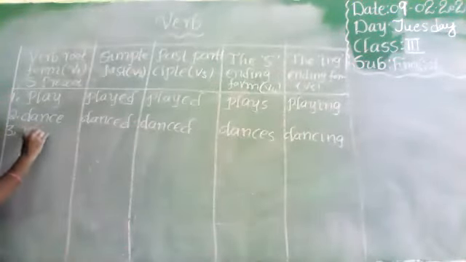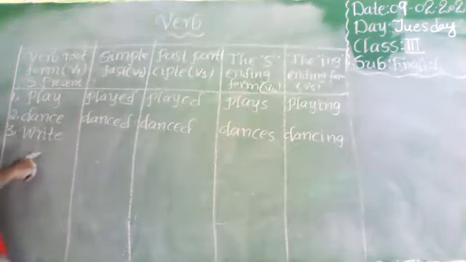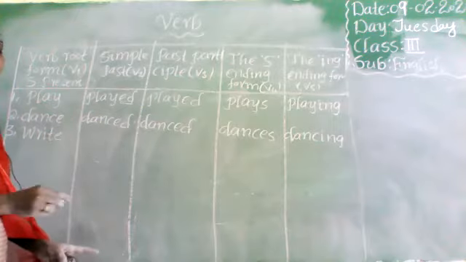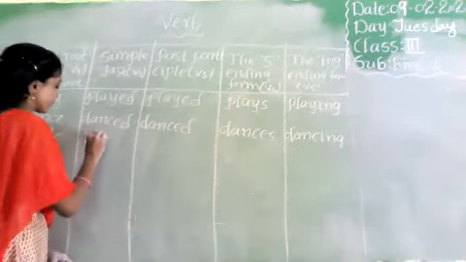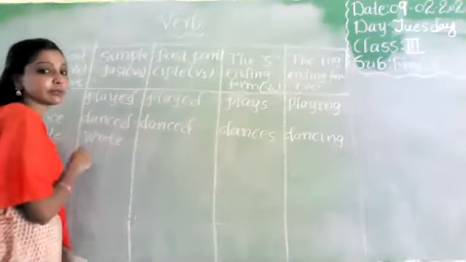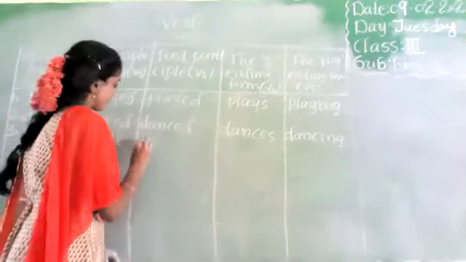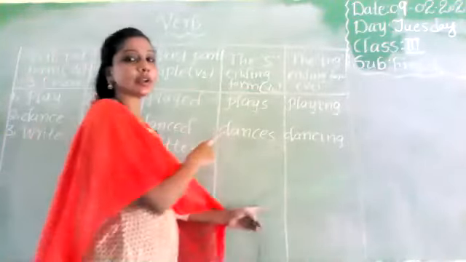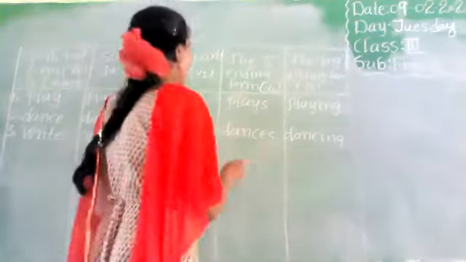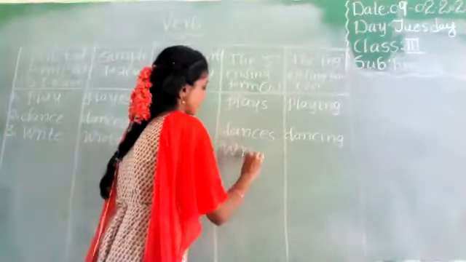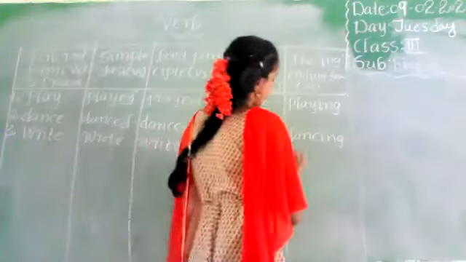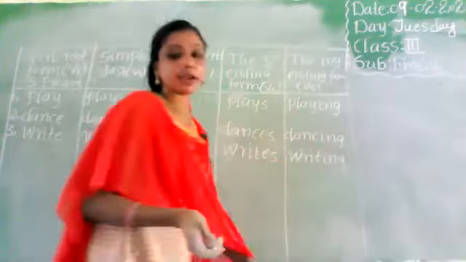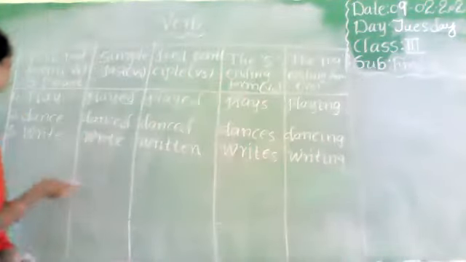Write. What is the past form? Here we should not add ed to the present form. Just we have to change the verb. Wrote. Past participle form is written. Next, what is the S ending verb? Writes. Writing. Next, sing.